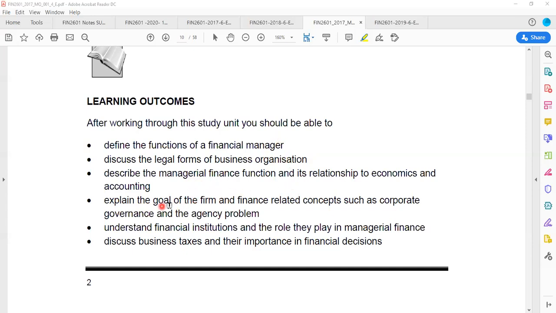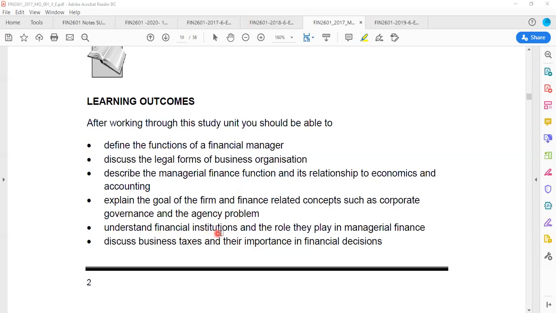You also need to know that the goal of the firm is to maximize the value of the firm and other concepts related to finance. You need to know about what we call the agency problem. Managers employed by a company are agents acting on behalf of shareholders. When you appoint someone to act on your behalf, we call them an agent. So when a company appoints managers, those managers are agents of the shareholders.